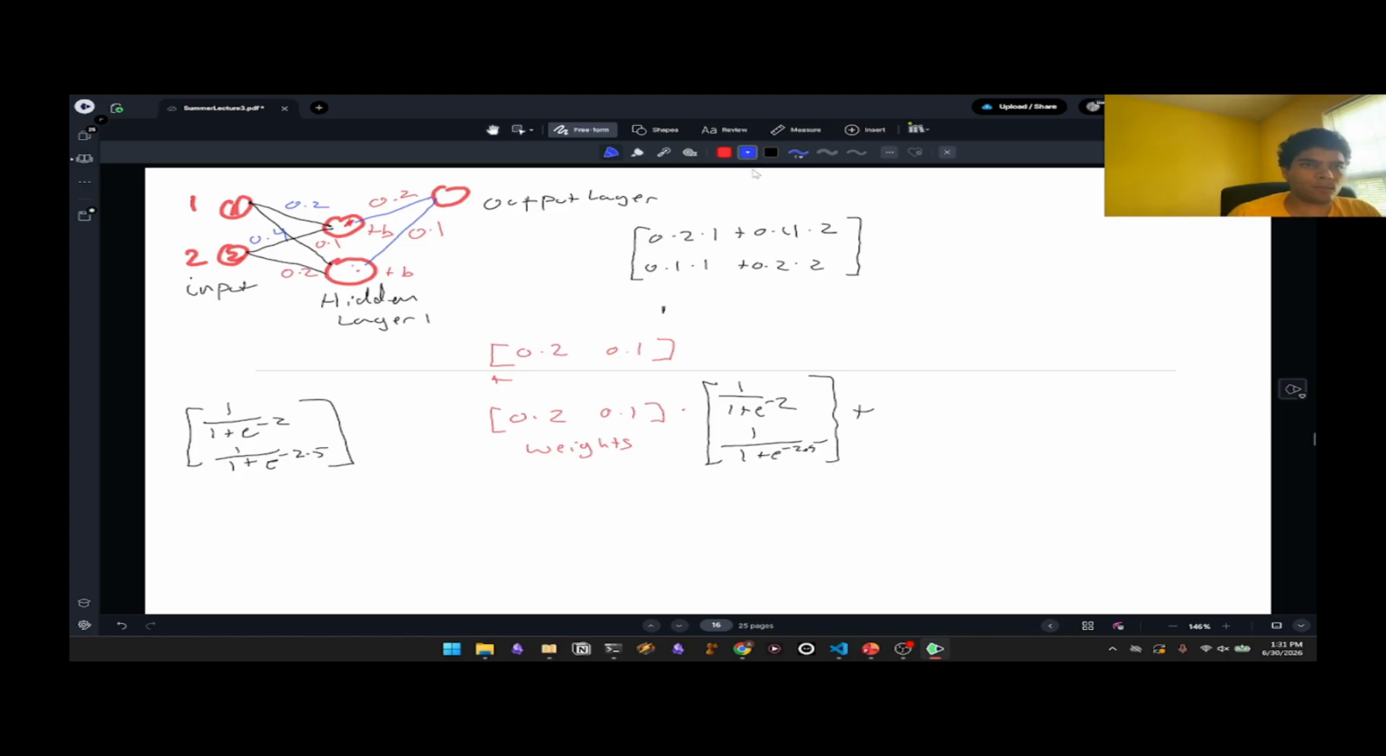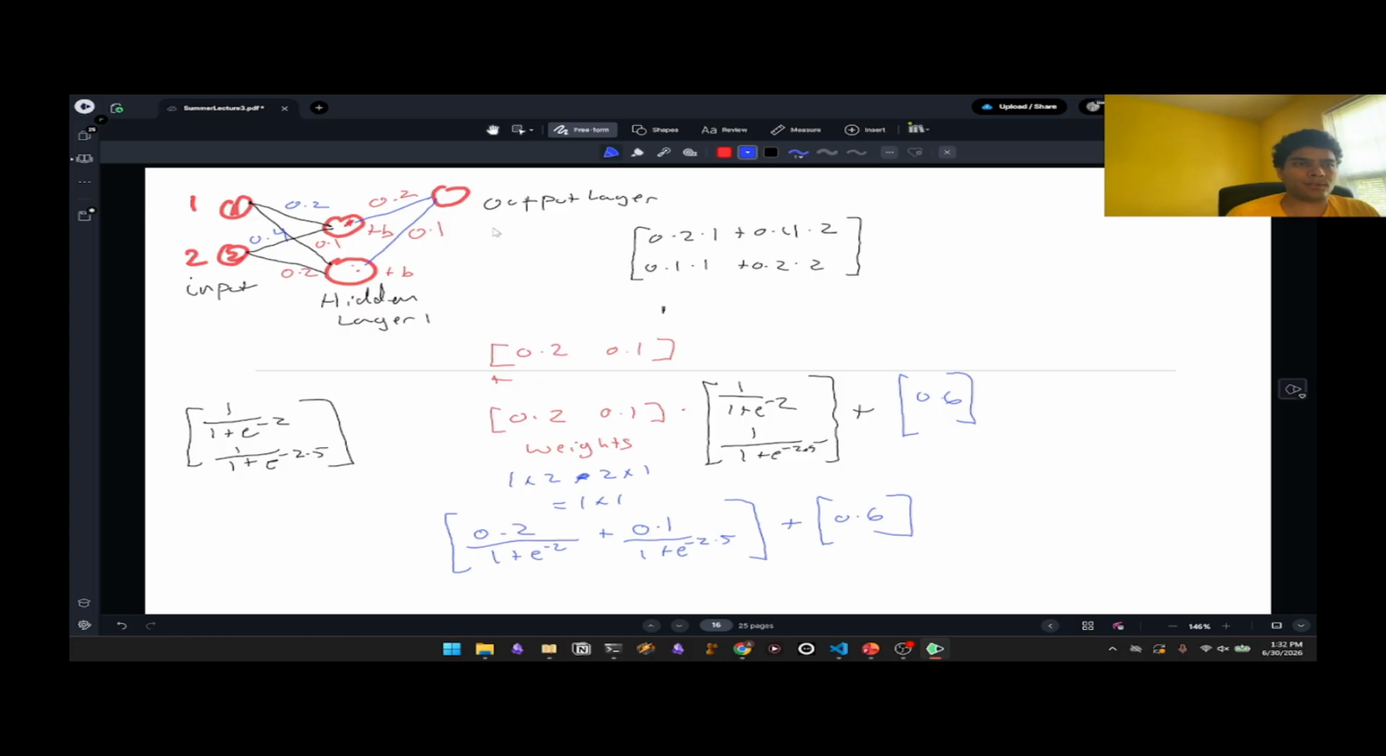And then we can add a bias, which in this case, since there's one neuron in this output layer, we're going to get a 1 by 2 times 2 by 1, and that's going to be 1 by 1, right? So we're going to get one value. So let's add 1 value to our bias, like 0.6. So this would give us the value of 0.2 over 1 plus e to the negative 2, plus 0.1 over 1 plus e to the negative 2.5, plus 0.6.